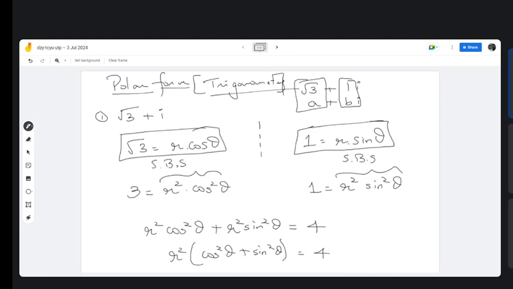R's value should always be greater than 0. I'll go to the next slide, guys. Next slide.